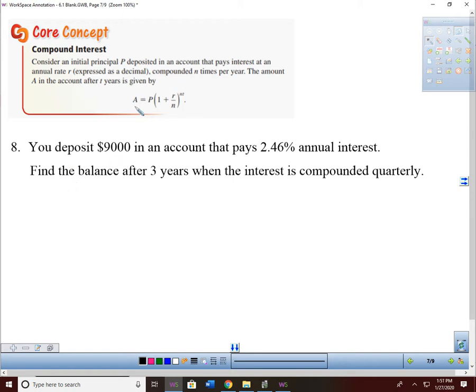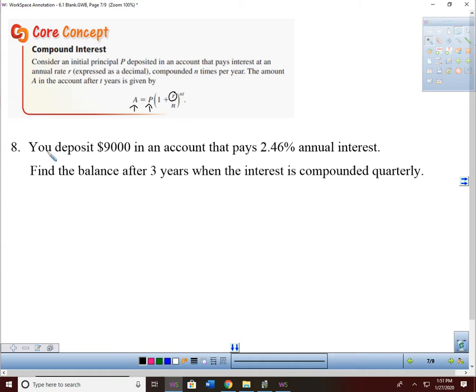So A is going to represent your amount in the end. P represents the principal, which is the amount you start with. R is still your rate. N is how many times per year you're compounded. And then T is how many years that you're talking about. So if I compounded quarterly for 4 years, then the 4 would be how many times I compound. Quarterly is 4 times a year, and then times the year.